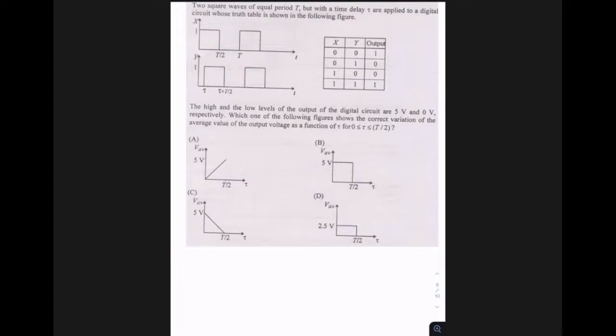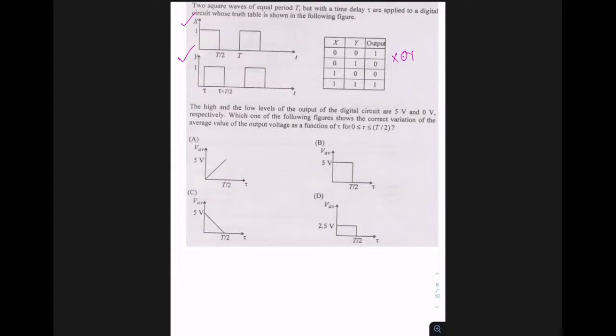So if you see this particular truth table, this is the truth table of an XNOR gate, right? Because when inputs are same, 0, 0 or 1, 1, we are getting 1, and when inputs are different, we are getting 0. So it's an XNOR gate. So you have two inputs, namely X and Y, and they are XNORed. And we have to give the variation of what? The average value of the output of this XNOR gate.